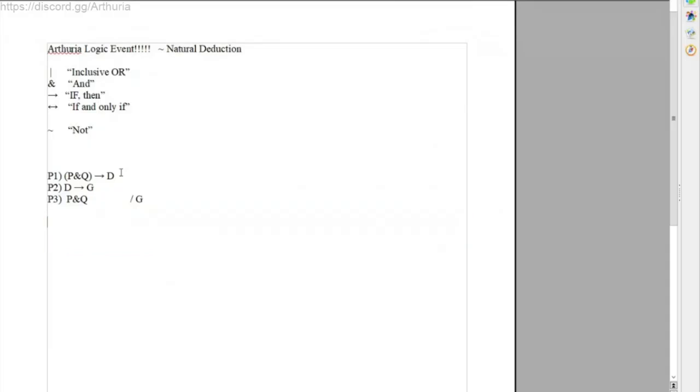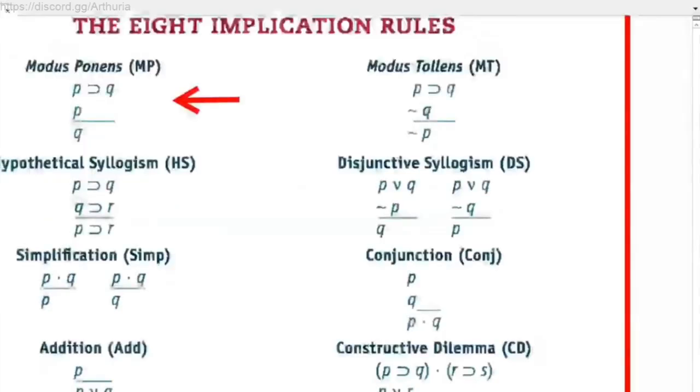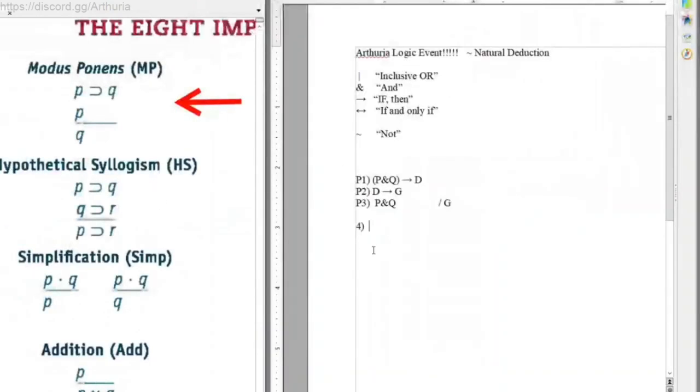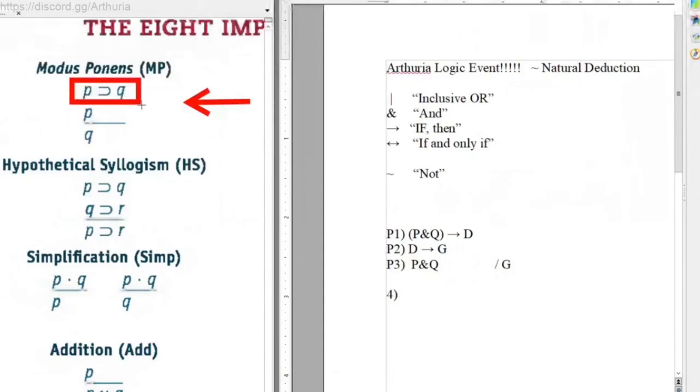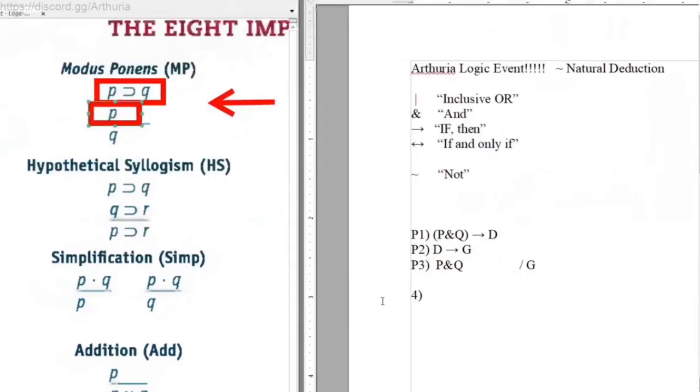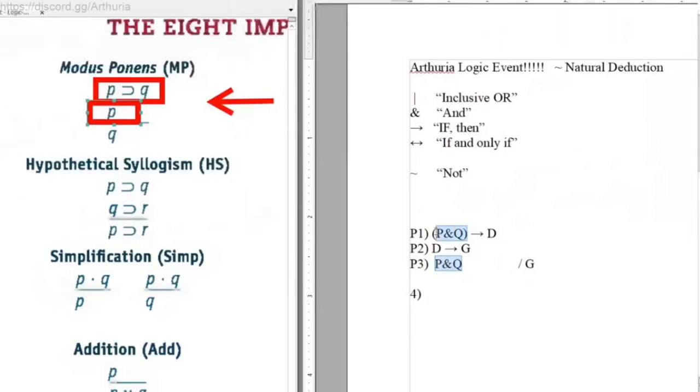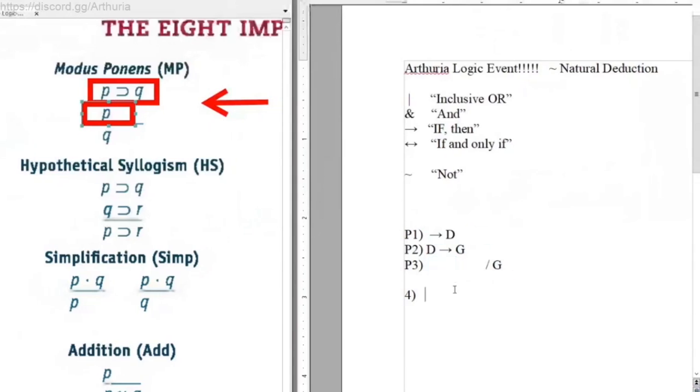So I'm just going to go ahead and do this one to show you how it works. So remembering our modus ponens rule, modus ponens says that if I have if P then Q, and I have the left side, then I can write the right side. So I notice that this P and Q here is the left side of this if then statement. So then I can write D, and I will write the shortcut MP, and I am using lines 3 and 1, because lines 3 and 1 match up with the form of modus ponens. So I can write 1, 3.